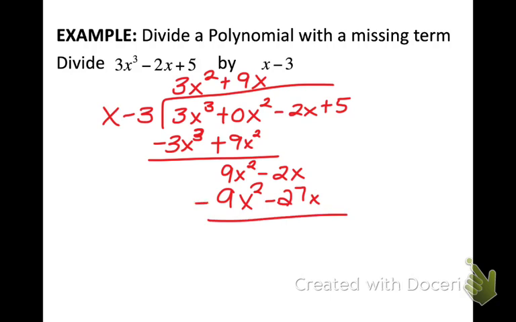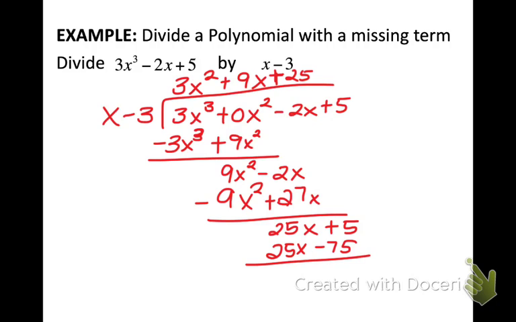So change your signs of this bottom line so we know that we're subtracting correctly. So I get how many x's? 25x, bring down a plus 5. Now what are we going to go with? X times what is 25x? 25, so plus 25. Which gets us 25x minus 75.